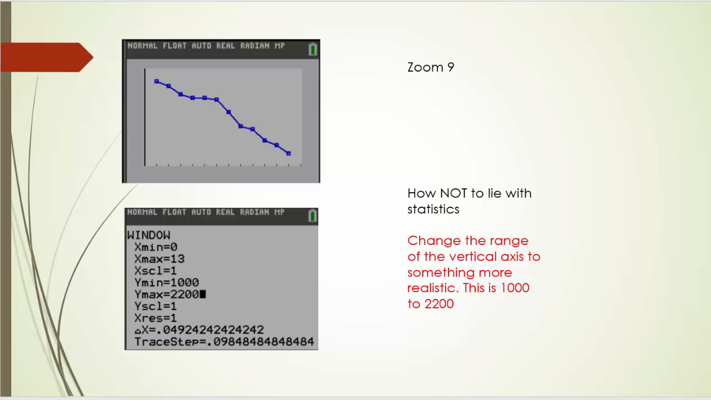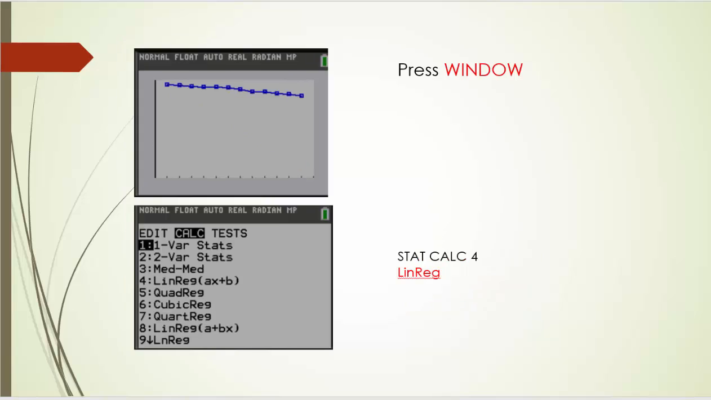As I said, we can lie with statistics. If you want to put something more realistic in, then what you actually would do is to change the range of the vertical axis. I suggest something more realistic, like a minimum of 1,000 schools and up to 2,200, which you do by pressing Window and then changing Y min and Y max as I've done here. If you do that, you will see a graph more like that when you press Window. In other words, it's not declining as fast as you would think. Anyway, that's how not to lie with statistics.